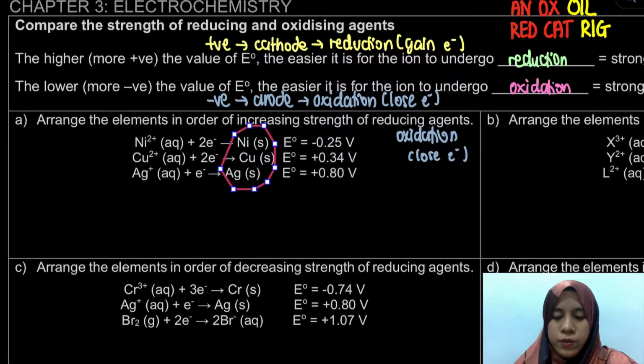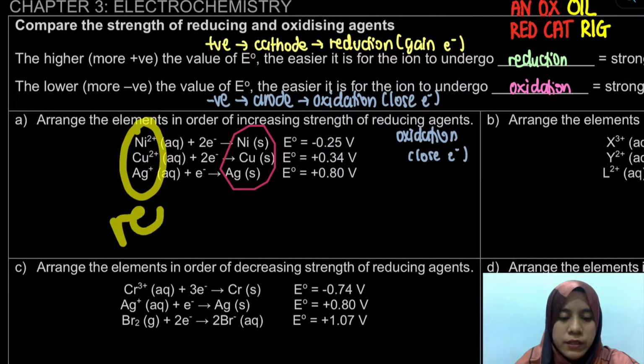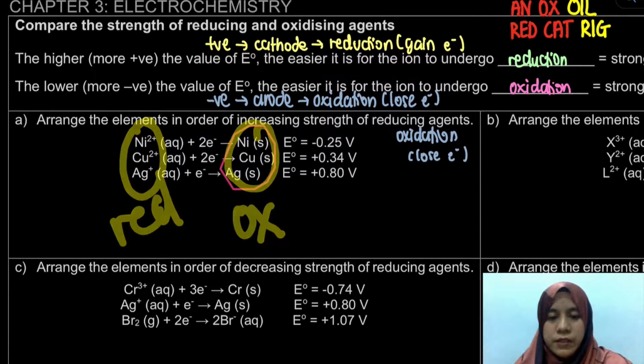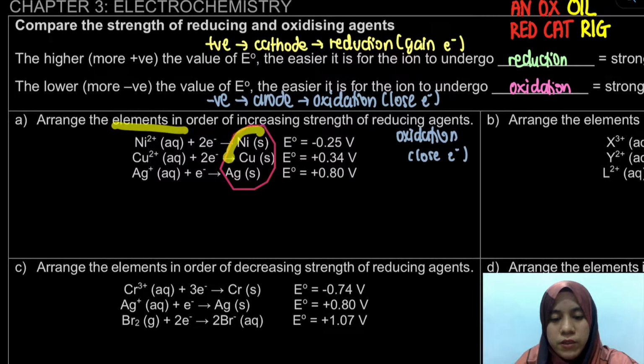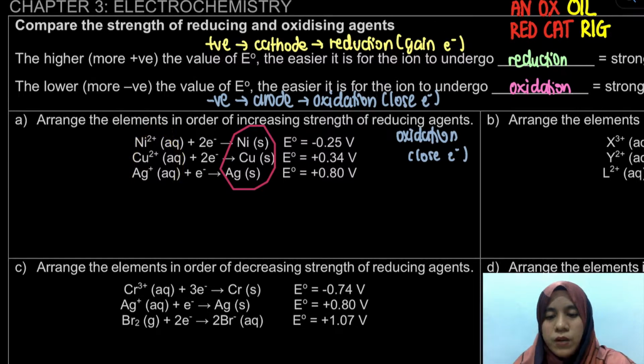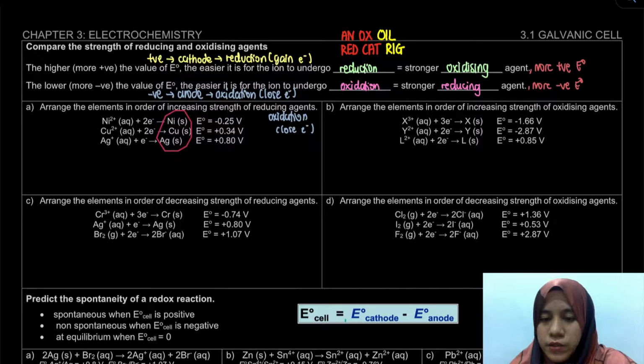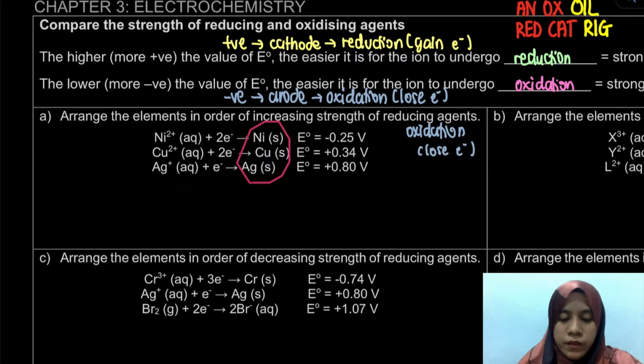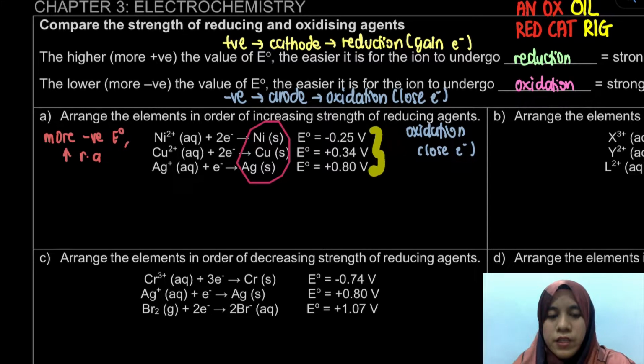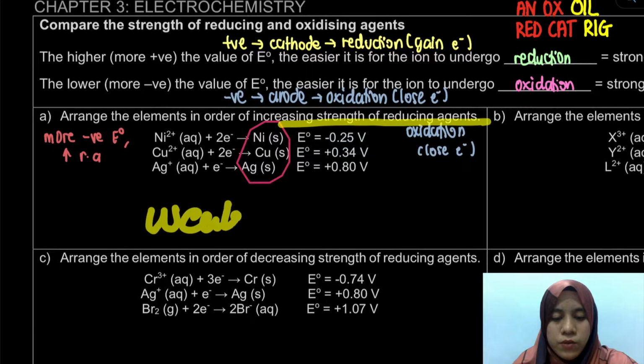When we swap it around, we will get the equation to be losing the electron. So here is the species that undergoes reduction, which means this one is the species that undergoes oxidation. When we arrange the elements, make sure we arrange all the solids here, not the aqueous ones. For the reducing agent, the stronger the reducing agent, the more negative the E0 value. So here I'm just going to write down the more negative E0 means we have a stronger reducing agent. We have to arrange in the order of increasing strength of reducing agent, so from the weakest to the strongest.